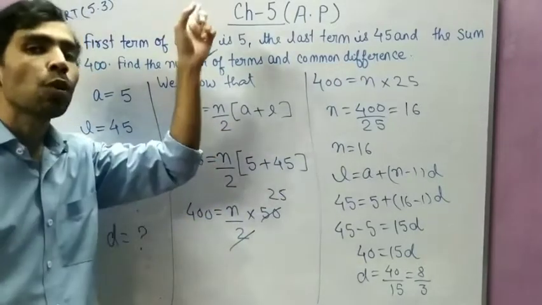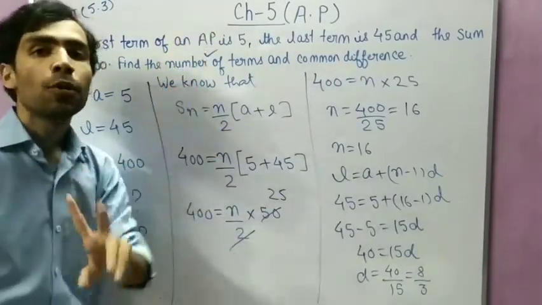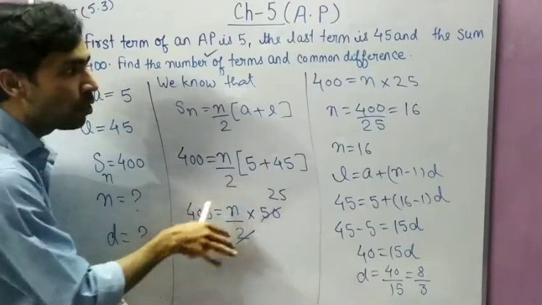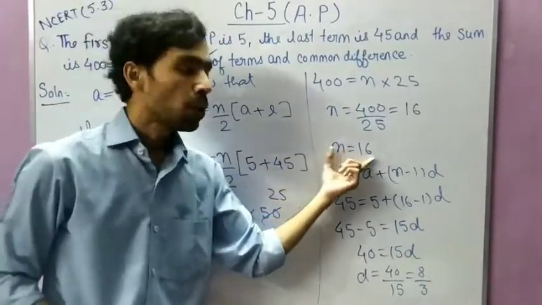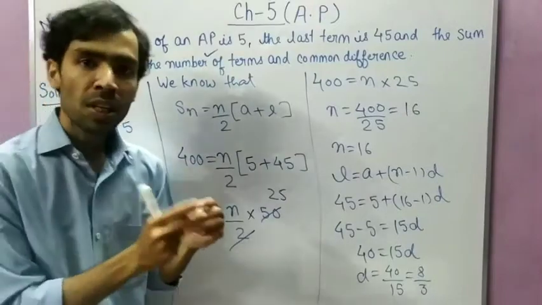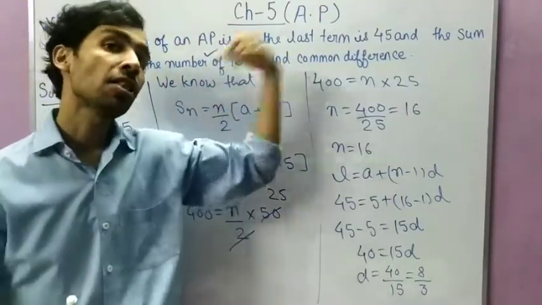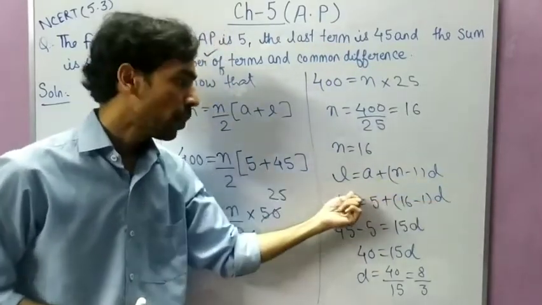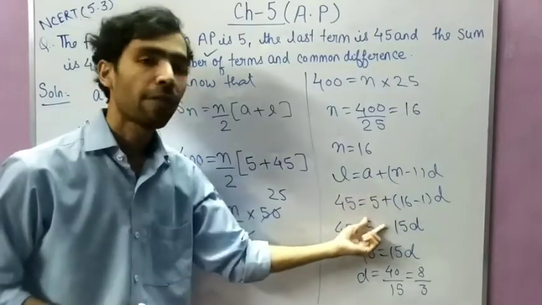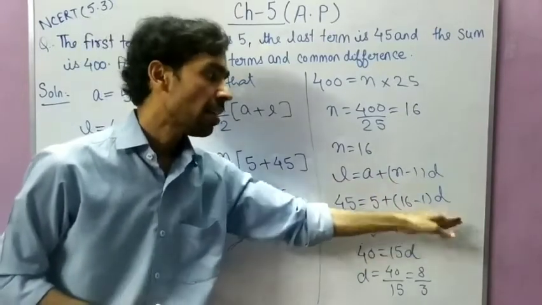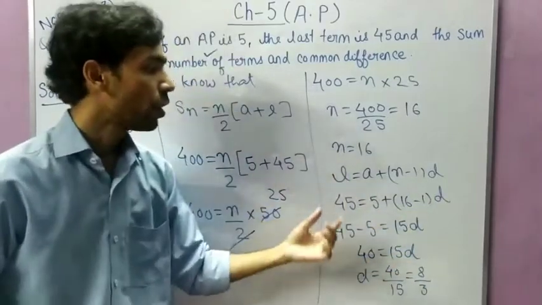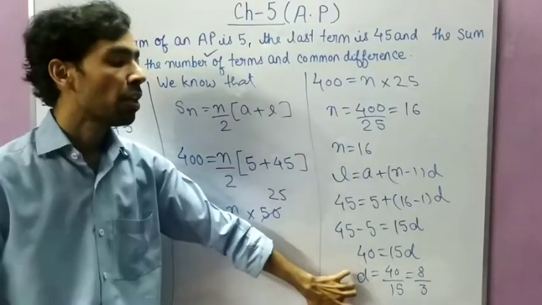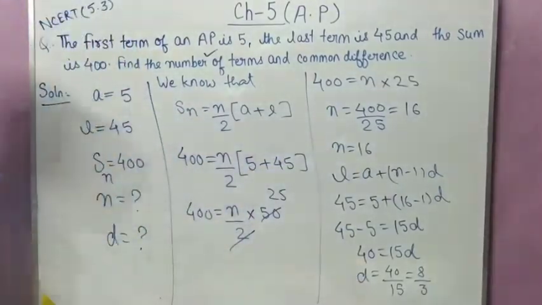I can use the other formula also, but in that formula n and d both are unknown, that's why we cannot take it. So we have applied this formula. Okay, after putting all the values, we got the value of n, which is equal to 16. Now if there are only 16 terms, it means that the 16th term will be our last term. So l will be equal to a plus (n minus 1)d. We know the formula. In place of l 45, in place of a 5, in place of n 16, and d we have to calculate. After solving, we got the value of d. So the number of terms is 16 and the value of common difference is 8 by 3. Now note down, student.